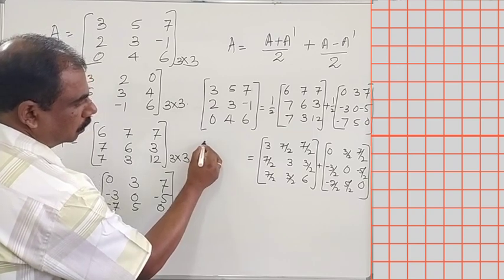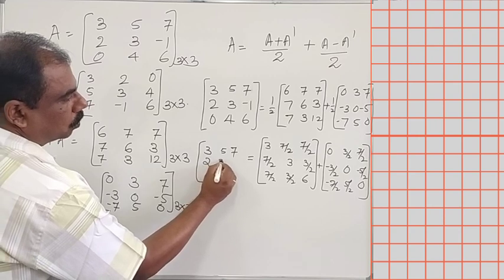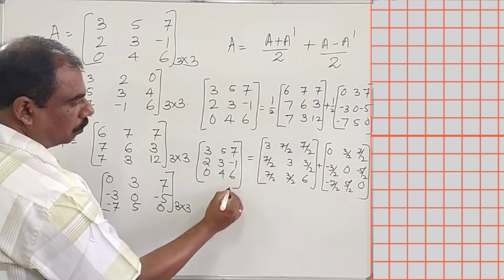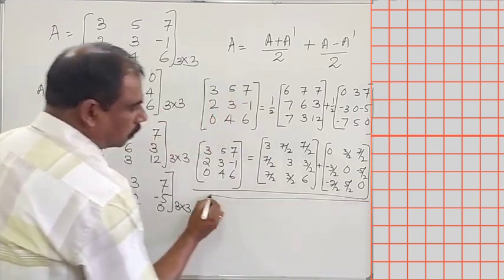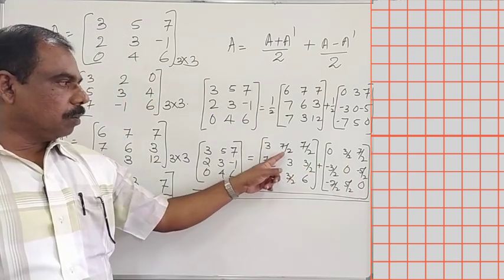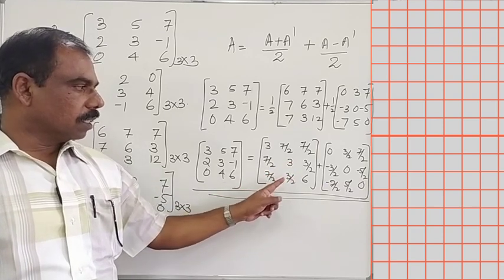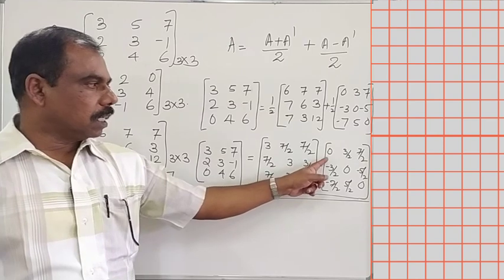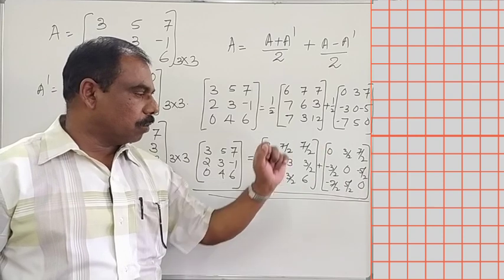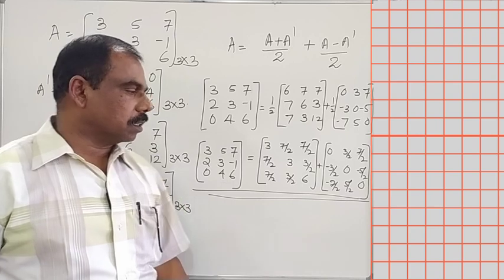And the given matrix is 3, 5, 7, 2, 3, minus 1, 0, 4, 6. So the given matrix we express as the sum of two matrices in which the first matrix 3, 7 by 2, 7 by 2, 3, 3 by 2, 7 by 2, 3 by 2, 6 is a symmetric matrix, and the second one 0, 3 by 2, 7 by 2, minus 3 by 2, 0, minus 5 by 2, minus 7 by 2, 5 by 2, 0, a skew symmetric matrix.